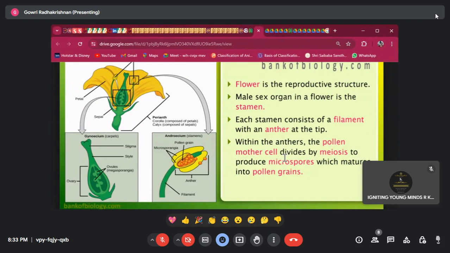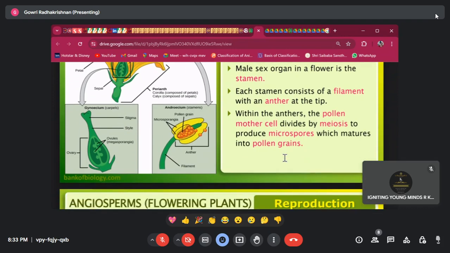The male sex organ in a flower is the stamen. Each stamen consists of a filament with an anther at the tip. So together it's called the stamen. Within the anthers, the pollen mother cells divide by meiosis to produce microspores, which mature into pollen grains. From the pollen mother cells, by meiosis, microspores are produced, and that matures to give the pollen grains.